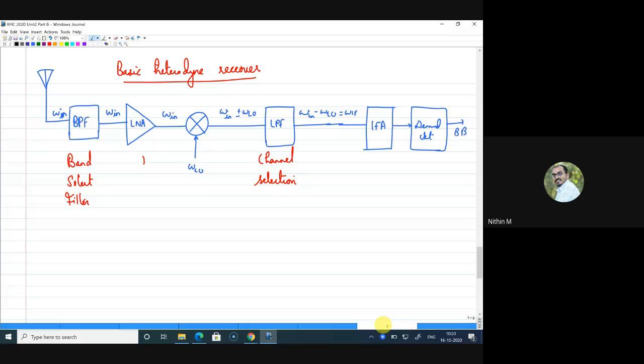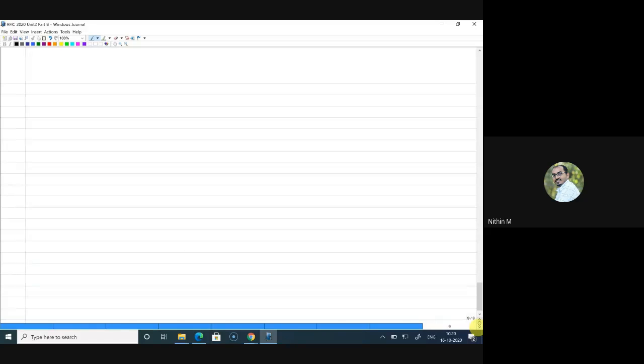To continue with this, today we'll try to understand how this process we called heterodyning is, in a receiver architecture, called down conversion mixing. This is a continuation in the heterodyne receiver itself. So we'll start with down conversion mixing, since down conversion is nothing but the translation of frequency from a higher value to a lower value. So, down conversion mixing in heterodyne receivers.